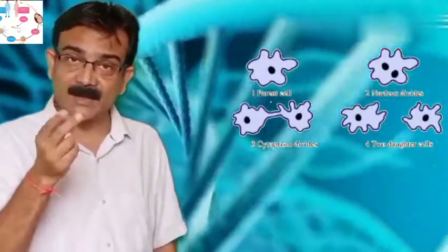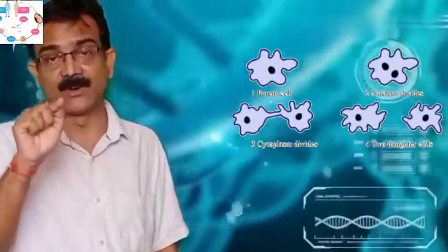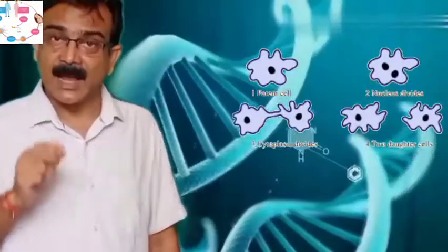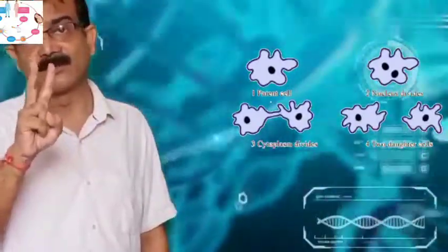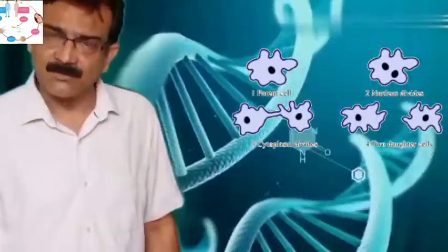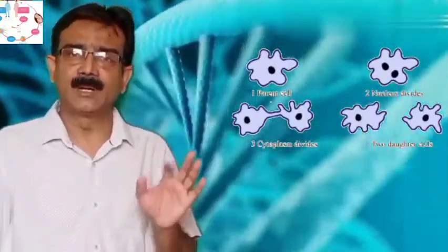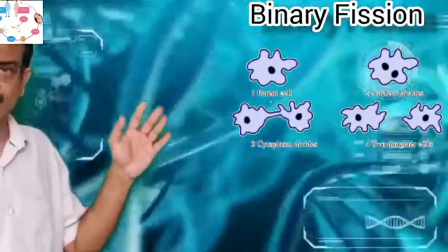So you may say that karyokinesis is followed by cytokinesis, and after the completion of these two stages, two daughter cells of amoeba are formed. This is simple binary fission.